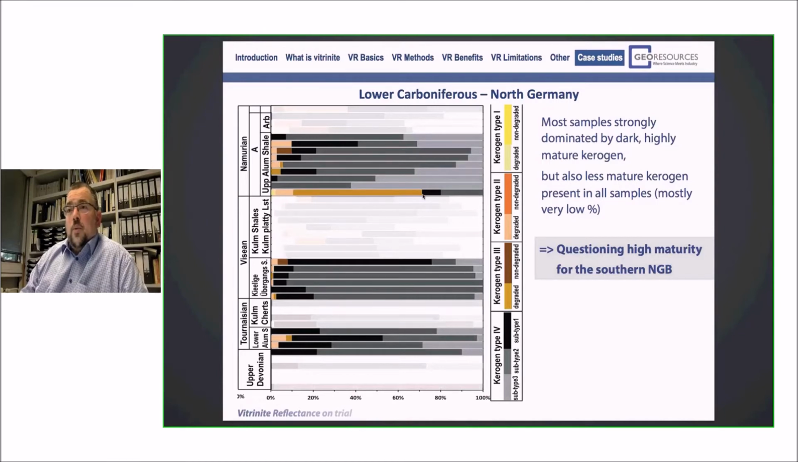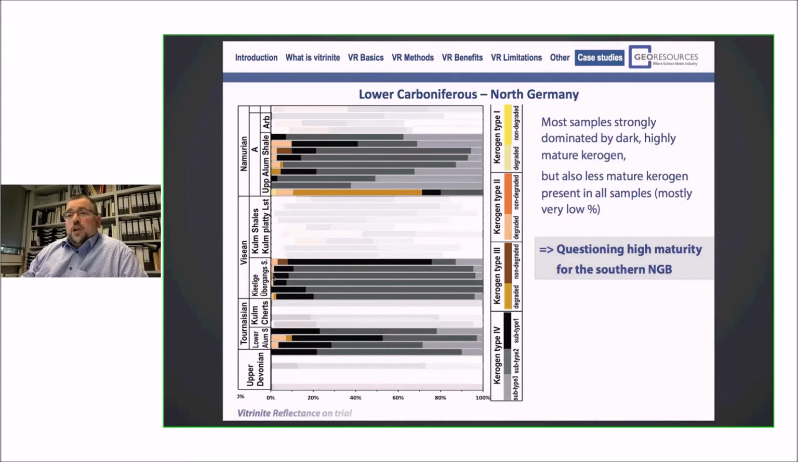One sample with a lot of this material over here. All these brownish colors indicate material that is not that dark colored like the rest, and is surely not on this high maturity level like this dark stuff over here. It's mostly only a very low amount, a few percent, mostly below 10%, often below 5%. But this little bit of organic matter questions the high maturity for the southern North German basin.